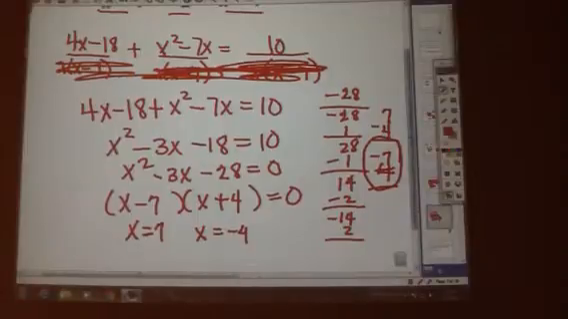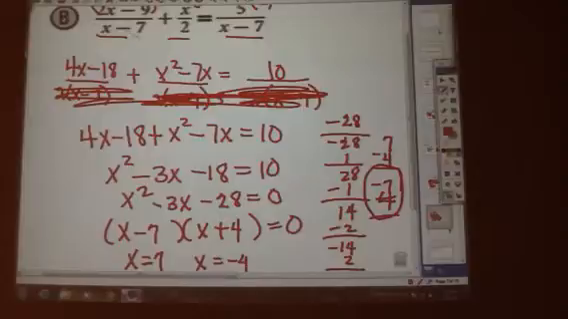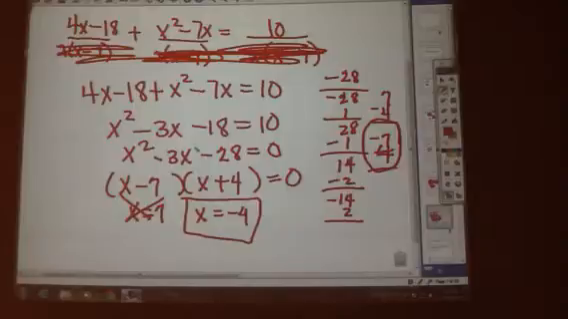Let's go back to our original problem, which is right here. What are my excluded values? 7. 7 is an excluded value, so is 7 an answer? No. My answer is x equals negative 4. Any questions on that?